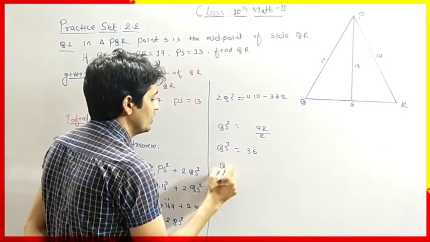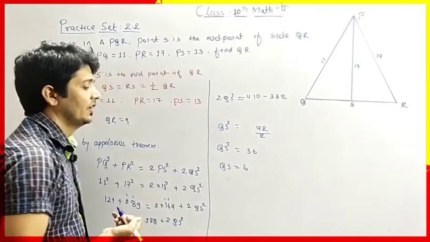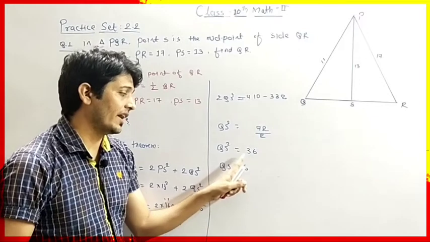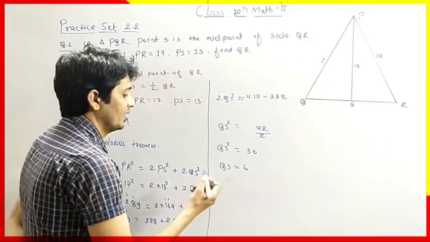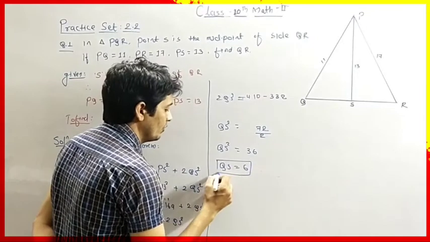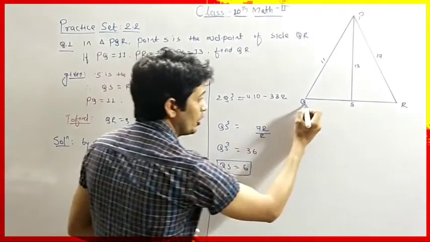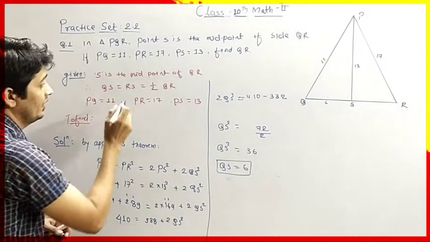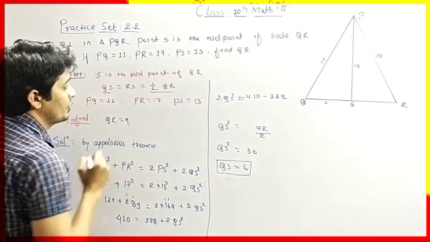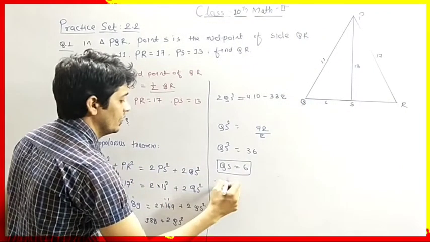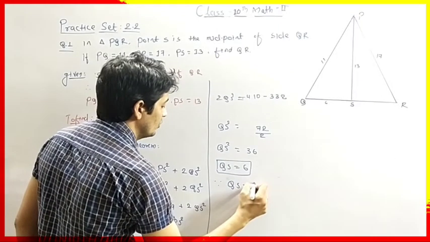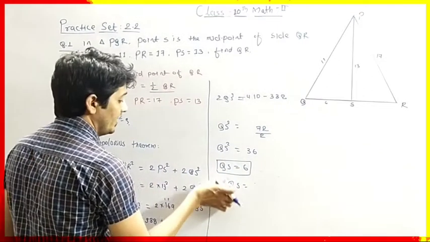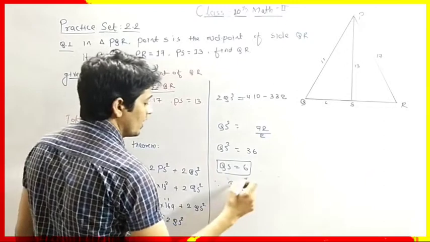So what will be QS? QS equals to 6. If we take the root, the square will cancel, will remain QS and root 36 is 6. Now QS we have got which is 6. But here QS equals to half of QR.